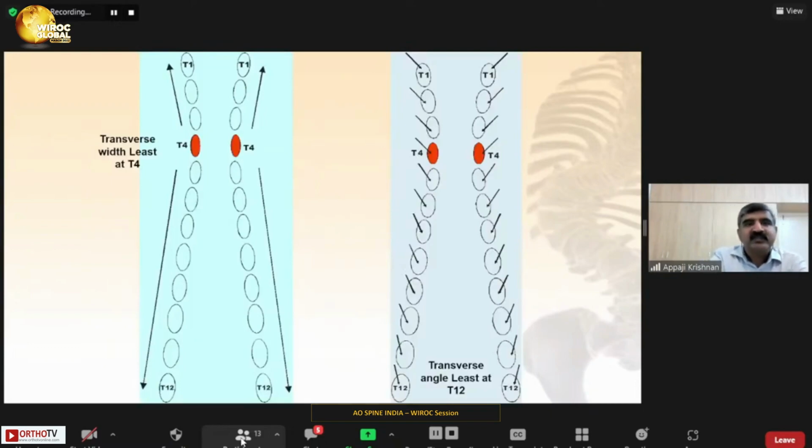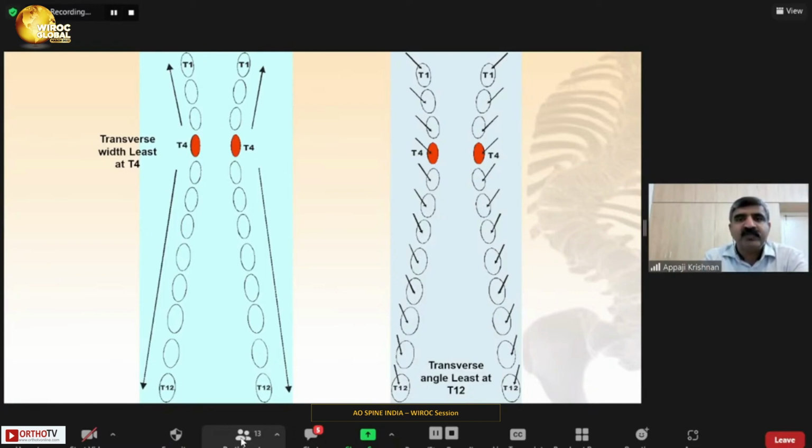The second important point is the transverse width of the pedicle, which determines the size of the screw to be inserted. The diameter of the screw, normally in the adult population, is 5.5 in the upper thoracic spine. Below D9, D10, I tend to use 6.5. I do not use 4.5s even in the upper thoracic spine because there is a slight give way of the pedicle, and then you can safely put in a 5.5 screw. We should be aware that the transverse width is the least at T4 and the widest at T12.